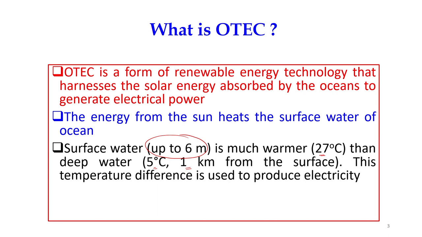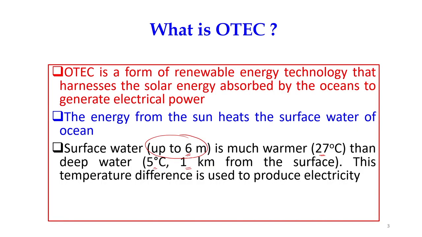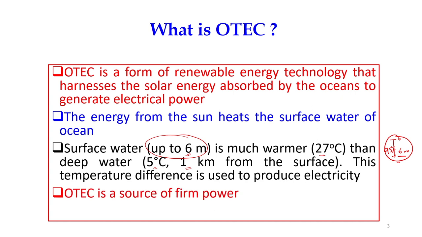The solar radiation falling on the ocean surface is mostly absorbed in this depth, from 0 to 6 meters. About 95% of the radiation is stored in this depth. So OTEC is a source of firm power, and OTEC is suitable for base load generation.